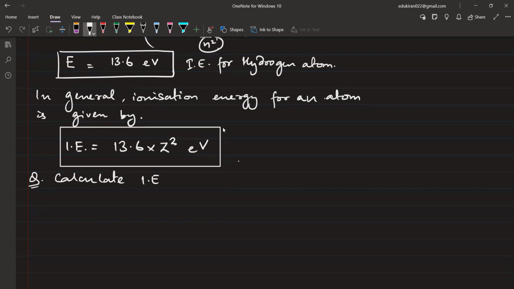Calculate ionization energy of helium plus ion. ठीक है. सिंपली आप हीलियम का एटॉमिक नंबर डाल दीजिए, आंसर आ जाएगा आपको. जल्दी कीजिए.